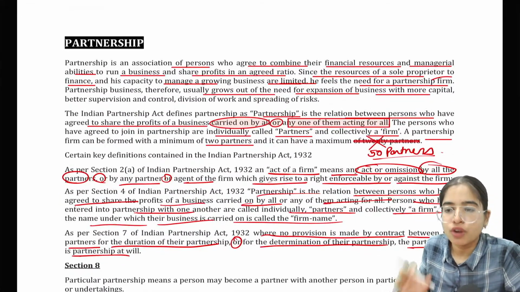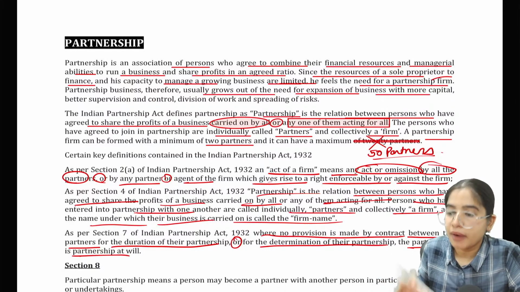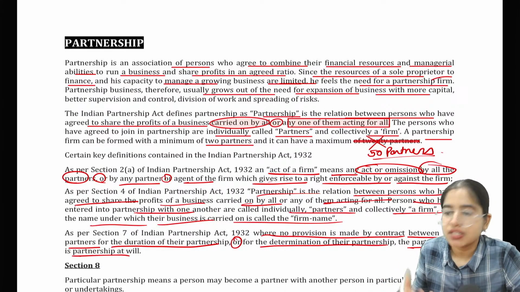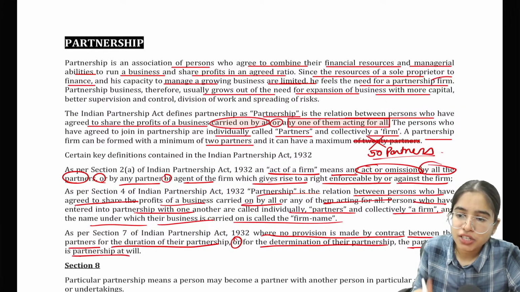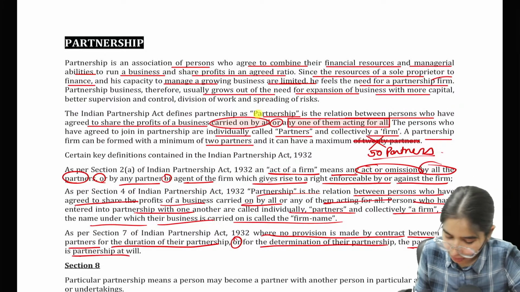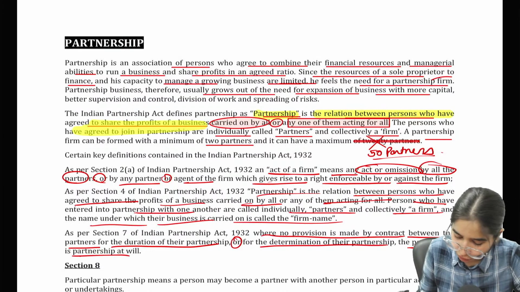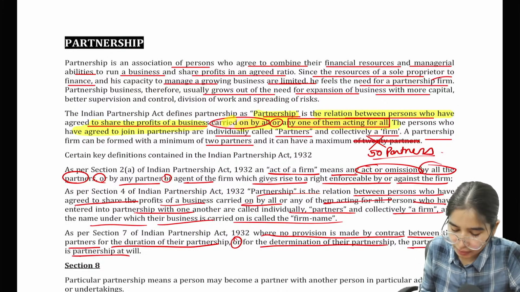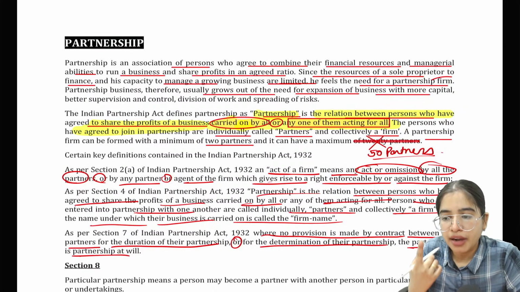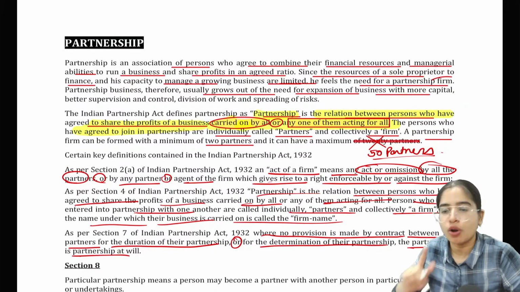It is the combination of 2 or more persons where 2 or more partners jointly agree to do the business. That is partnership. The definition given is that partnership is the relation between partners who have agreed to share the profit of a business carried on by all or one of them acting for all, which means that either one partner can act on behalf of all others or all partners can act.